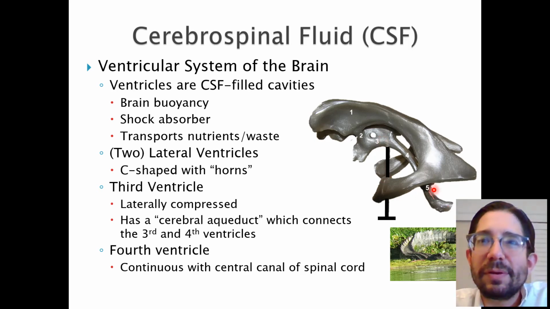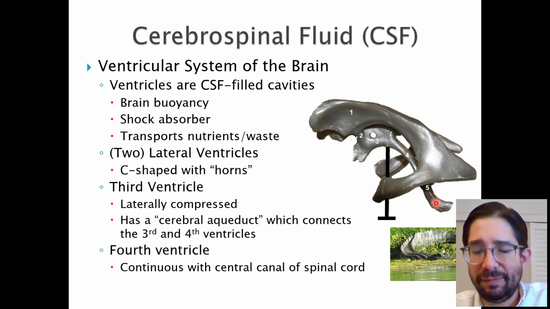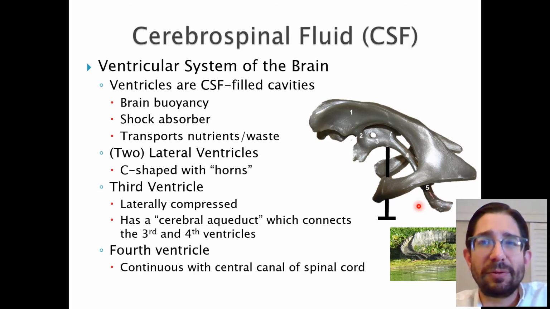The fourth ventricle is way down here, and you have this skinny little tube called the cerebral aqueduct for drainage. We've got two lateral ventricles. They drain into the third ventricle, which trickles down the cerebral aqueduct to reach the fourth ventricle. And from there, the CSF can drip down the central canal of the spinal cord.